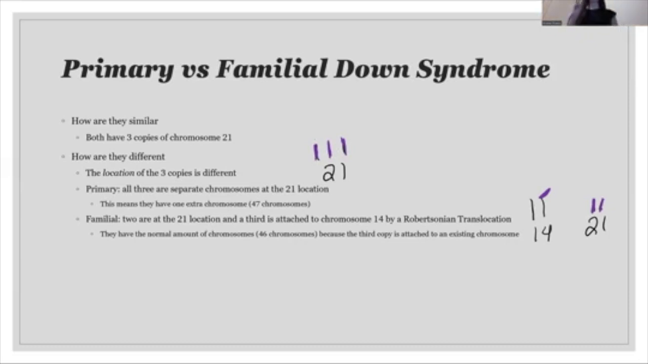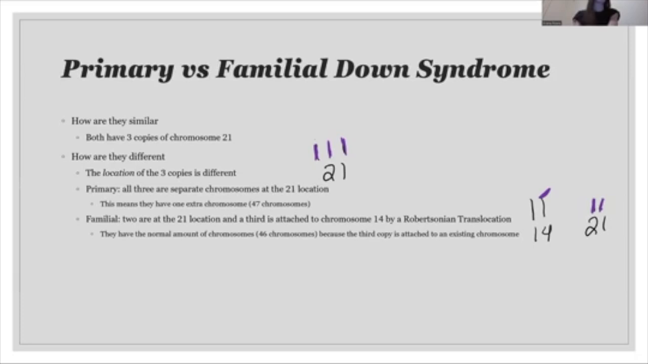I'm going to make all these chromosome 21s purple to make it obvious. So there are still 3 copies of chromosome 21. The location is just different. So if we were to look at a karyotype of someone that had familial Down syndrome, you'll notice there's still just 2 chromosomes at every single location. And this means that they're going to be counted as having 46 chromosomes, because that third copy of 21 is just attached to an existing chromosome. So if you were to just count, you would still count 46 versus primary, where you have an actual extra one that's on its own.